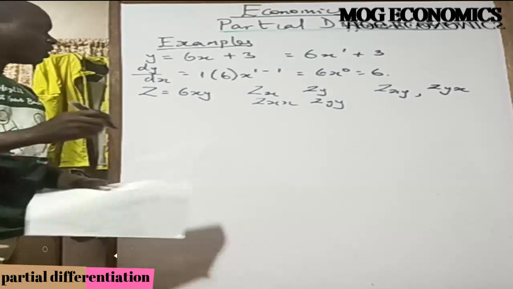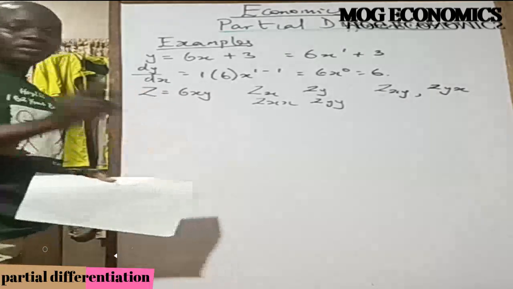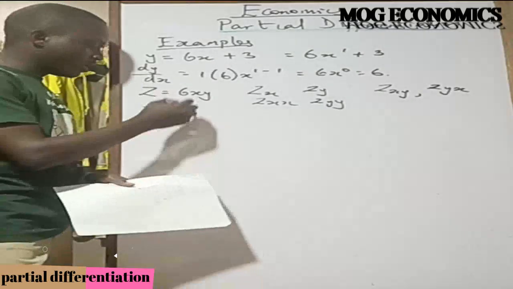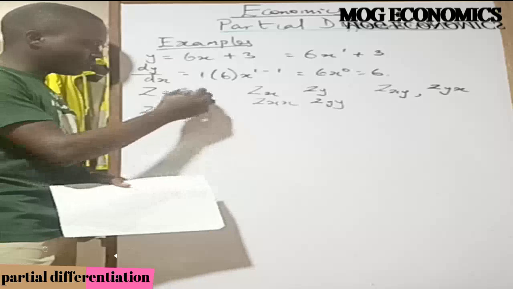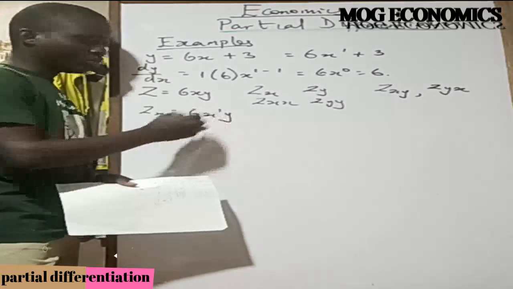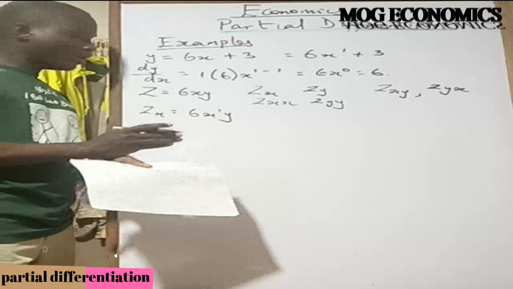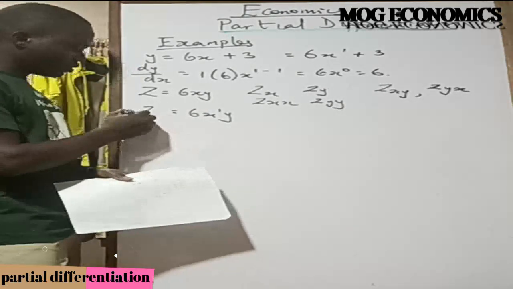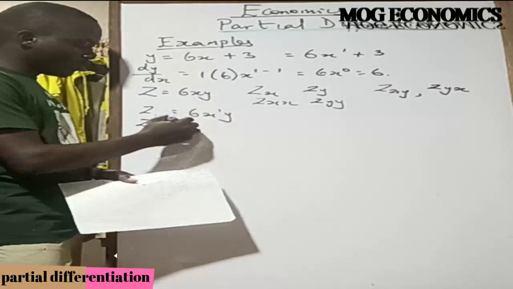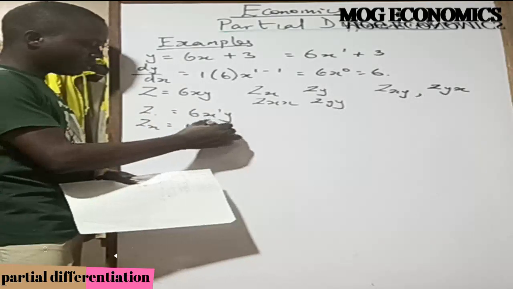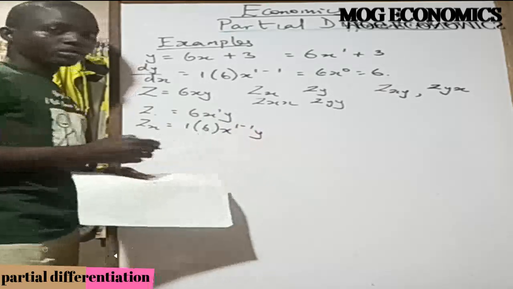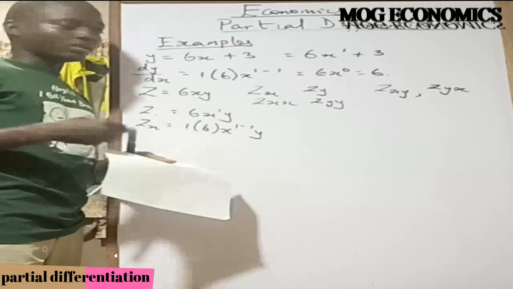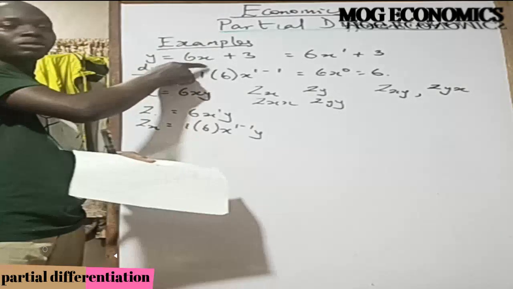Looking at 6xy here, if you are differentiating with respect to x, that is the meaning of zx, you are differentiating this with respect to x. If you look at it, this can be written as 6x to the power 1, times y. They are multiplicative, right? So what is this now going to be? This is not zx, this is just z. So zx in this case is going to be 1 times 6 times x to the power 1 minus 1. You still leave the y because it is multiplicative. The y is like a constant now. It's the same way we had 6x in the earlier case: we only differentiated x.